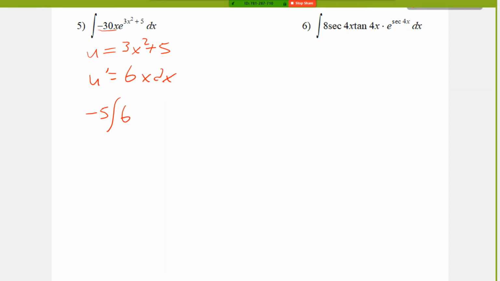Okay, so that leaves me with 6x dx on the inside times e to the 3x squared plus 5. So the only thing I've done is I've pulled out that negative 5, and now we're ready to substitute. So what will happen after I substitute? I want to integrate, but we need to substitute to make it in terms of u instead of in terms of x first.